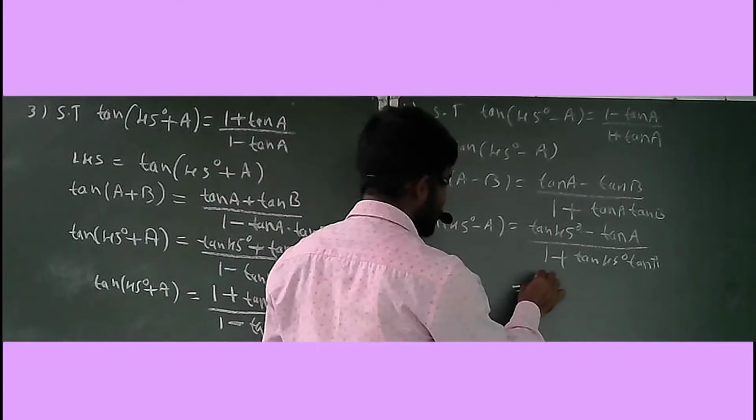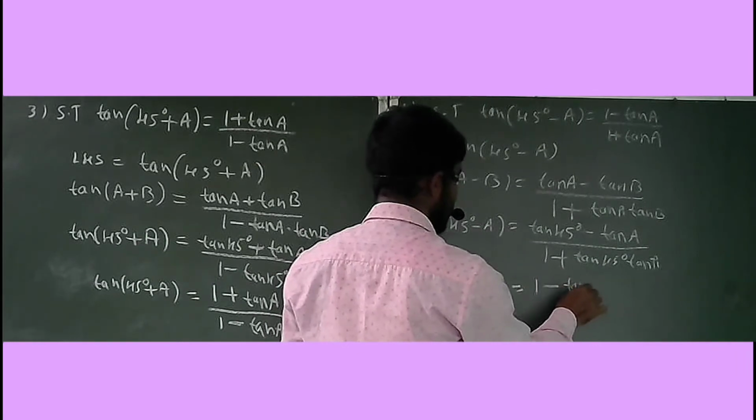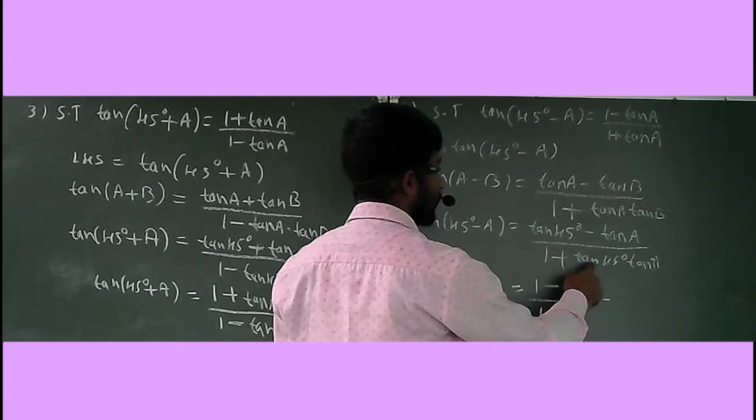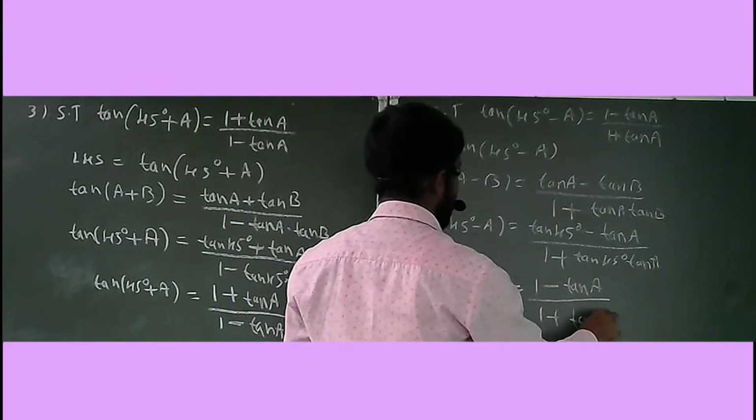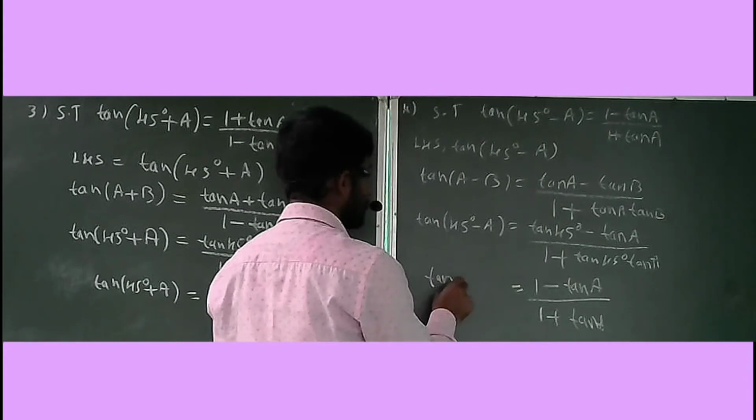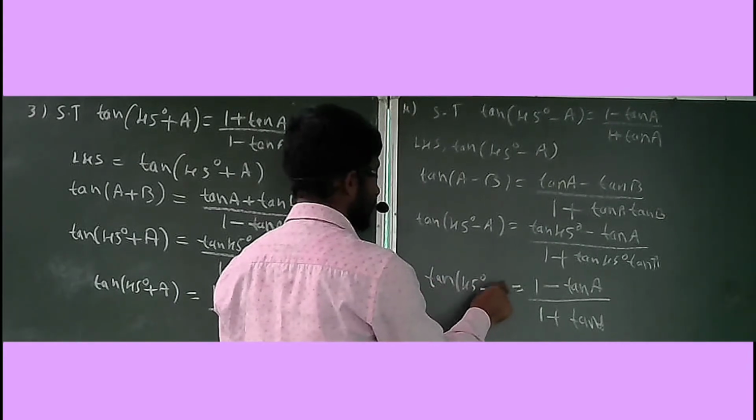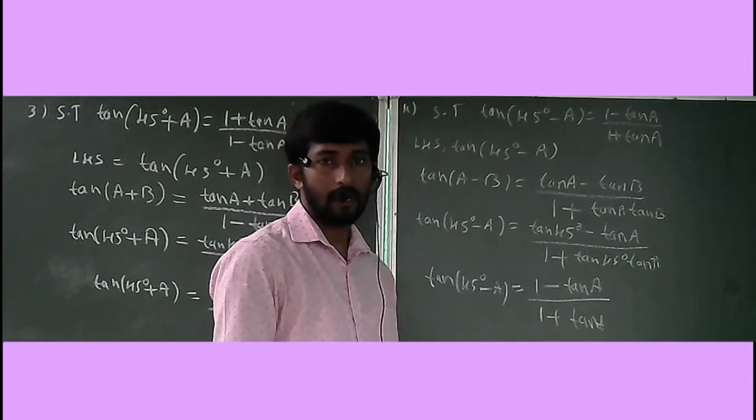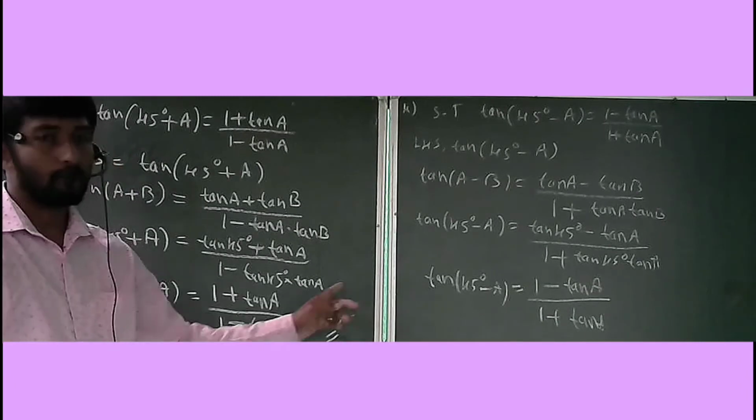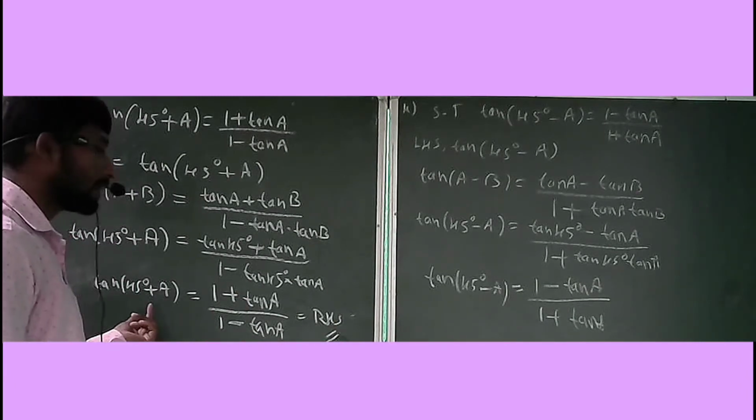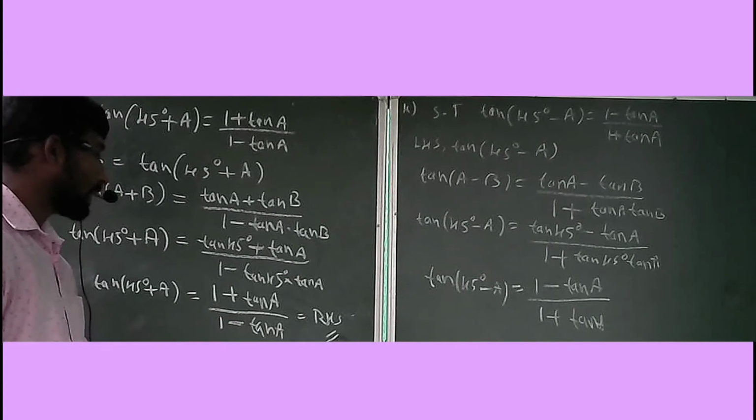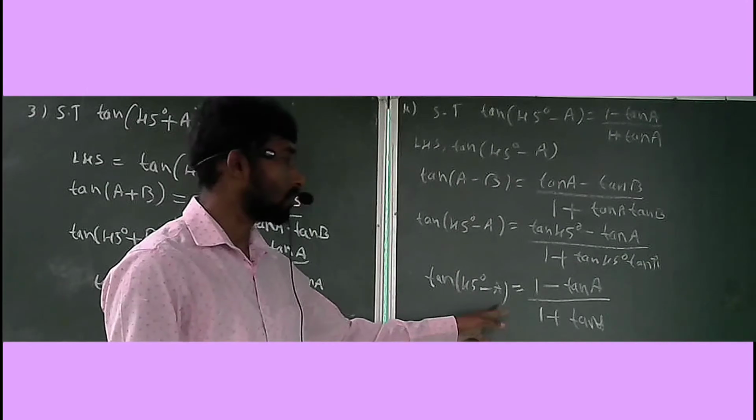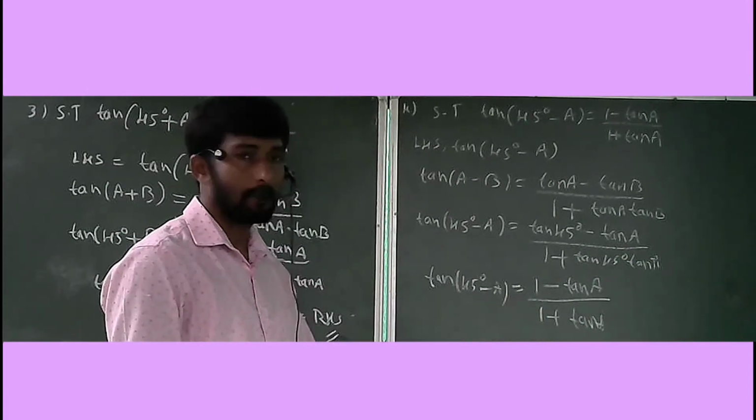Tan 45 degrees is 1, so 1 minus tan A divided by 1 plus tan 45 degrees, 1, into tan A. Therefore, value of tan of 45 degree minus A is equal to 1 minus tan A divided by 1 plus tan A. These two are very important identities. One is tan of 45 degree plus A equal to 1 plus tan A by 1 minus tan A. Another one is tan of 45 degree minus A is equal to 1 minus tan A divided by 1 plus tan A.